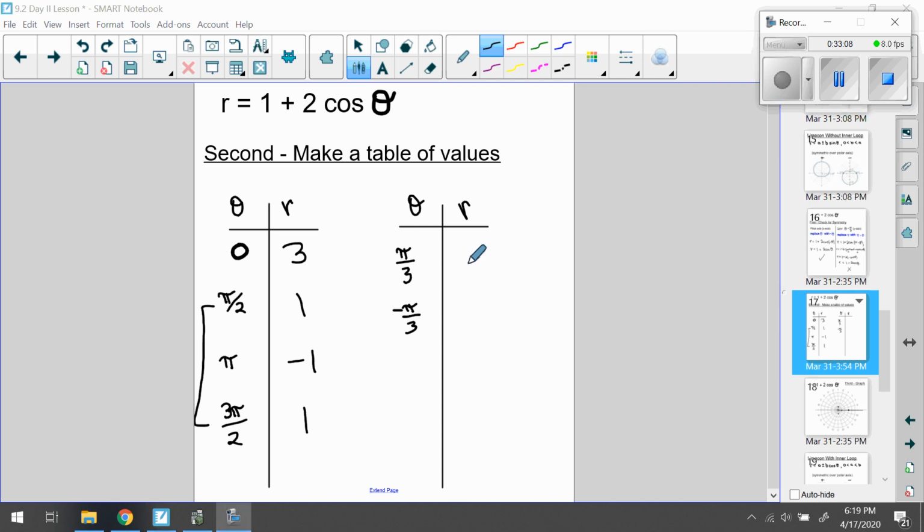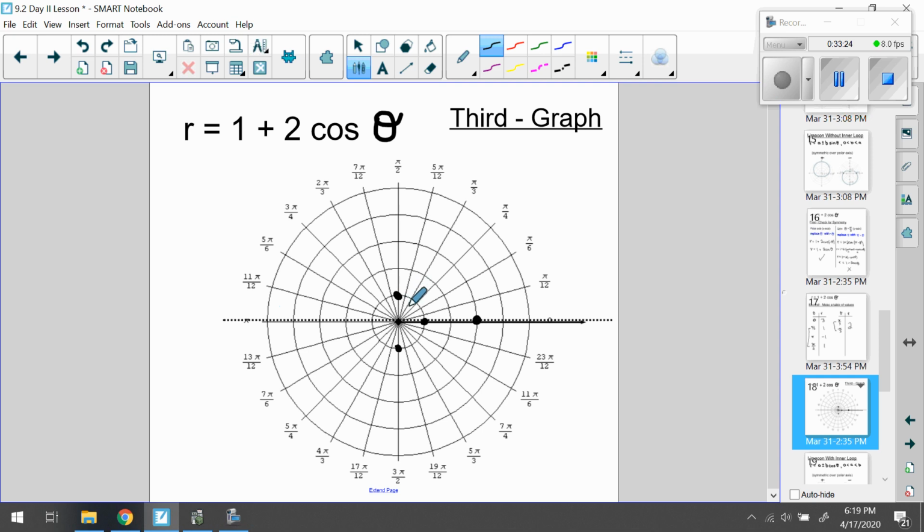Cosine pi over 3 is 1/2, and so half of 2 is 1. 1 plus 1 is 2. I went ahead and put negative pi over 3 there with it, since that will have the same cosine value. So we've got 2 for 1 there. Pi over 3 is going to take me to 2, and then negative pi over 3 is also going to go out 2 units.